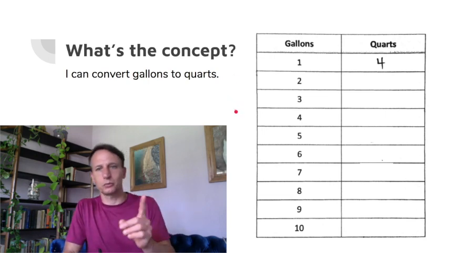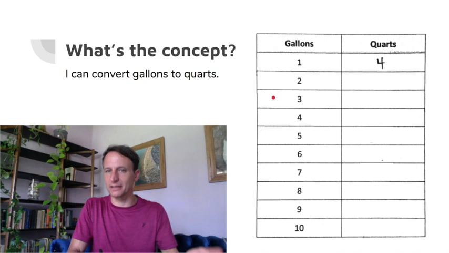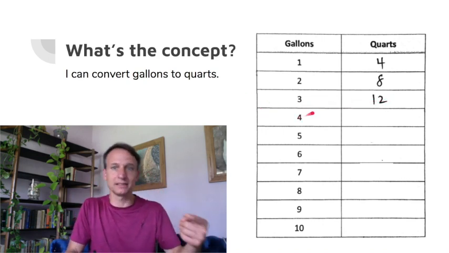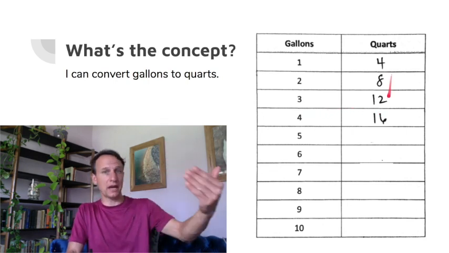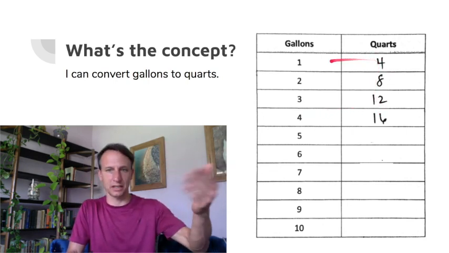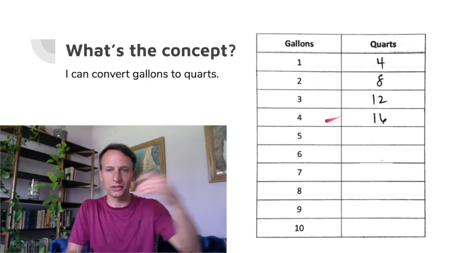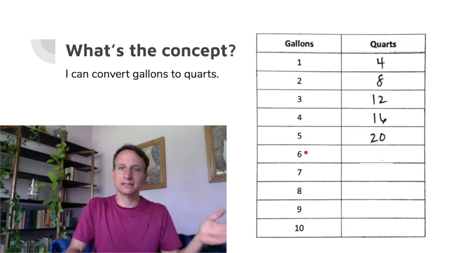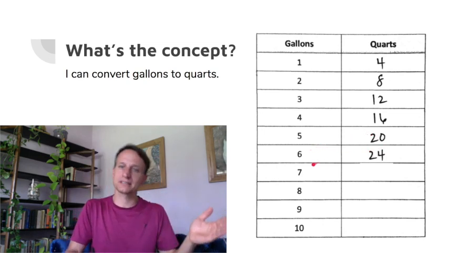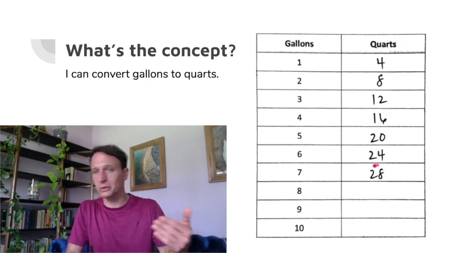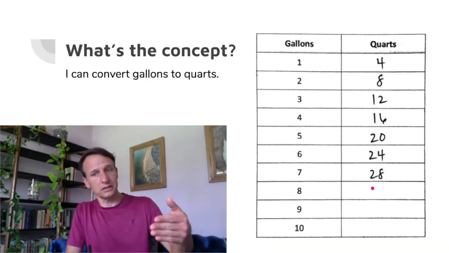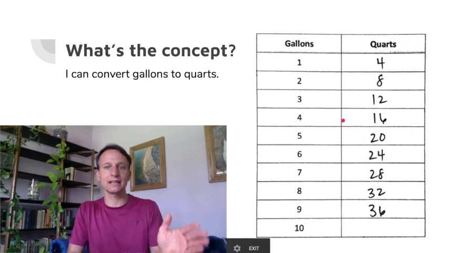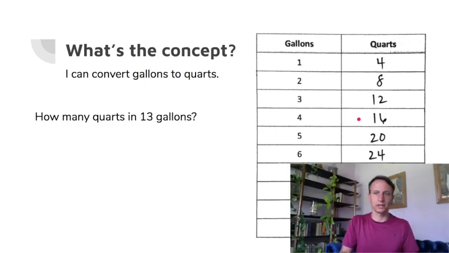So if 1 gallon is 4 quarts, 2 gallons is 8 quarts, 3 gallons is 12 quarts, 4 gallons is 16 quarts. What's the pattern? The rule? Right, it's like an input-output table, right? We're skip counting by fours here. 5 gallons is 20 quarts. 6 gallons, 24 quarts. 7 gallons, 28 quarts. 8 gallons, 32 quarts. 9 gallons, 36 quarts. And 10 gallons, a whopping 40 quarts.